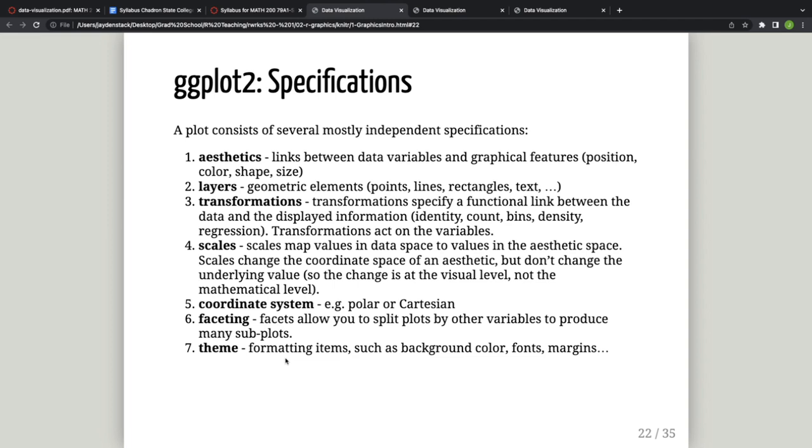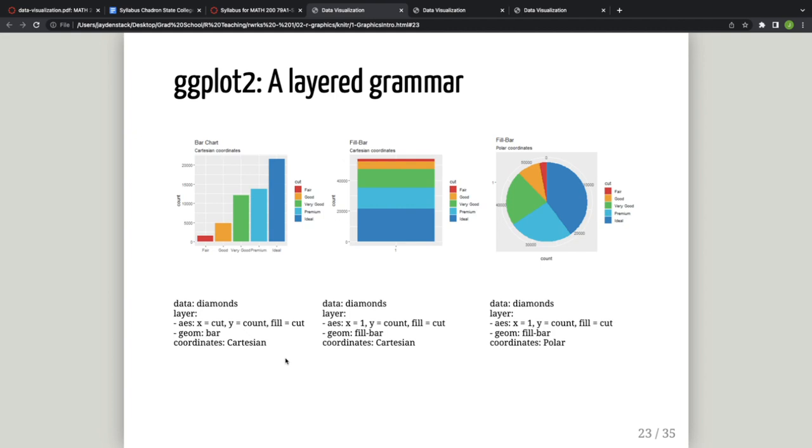And theme, formatting items such as background color, fonts, and margins. Okay. So again, let's just take a look at those 3 graphs that we saw earlier, and look at what the aesthetic and those geoms and the coordinates might be. Again, we're looking at that diamonds data.